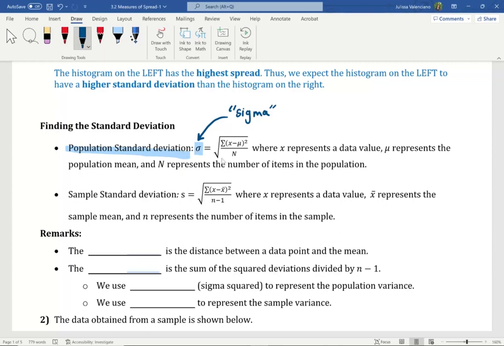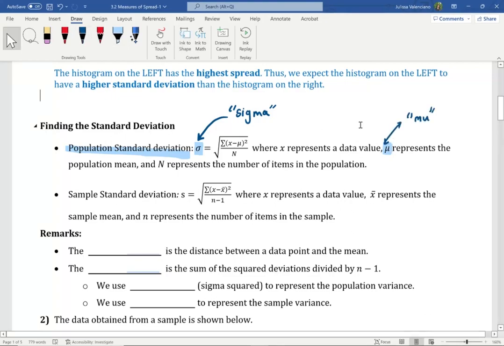The population standard deviation sigma is calculated using the formula, the square root of the sum of (x minus mu) squared divided by n. Here, x represents a data value. Mu, which is something we have seen before, represents the population mean, and n represents the number of items in the population. So what are we doing here?